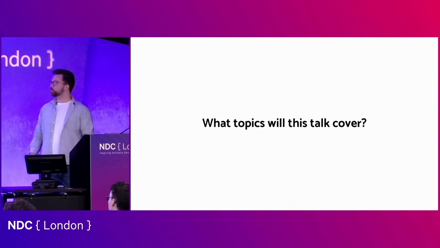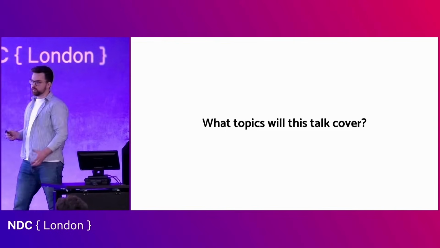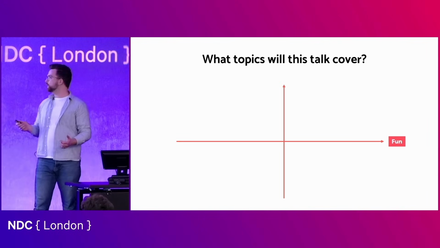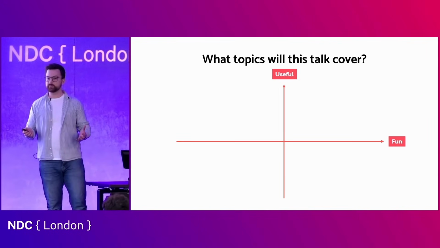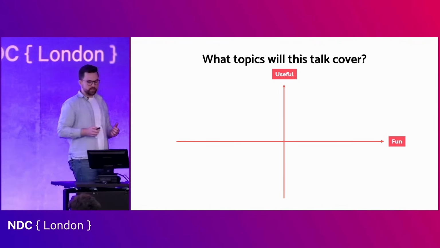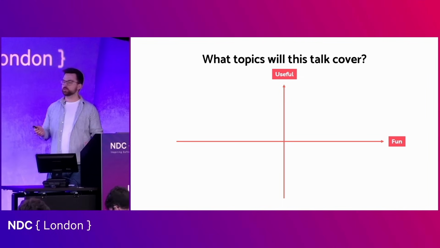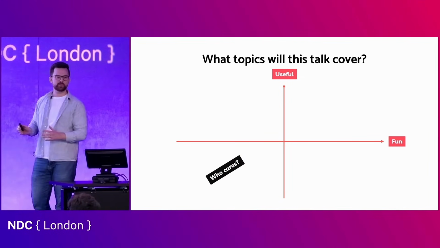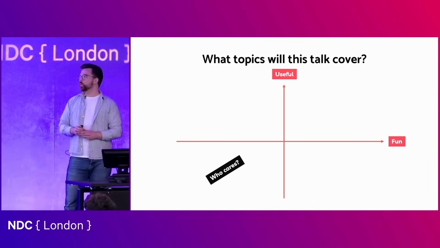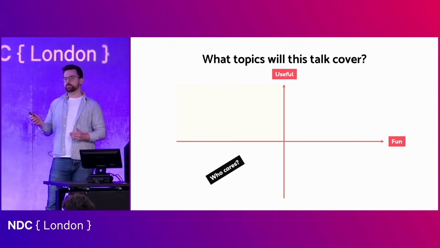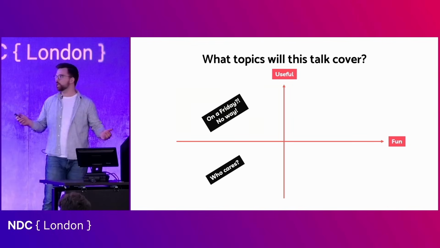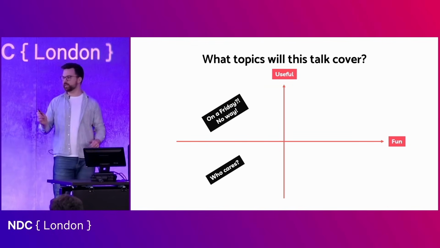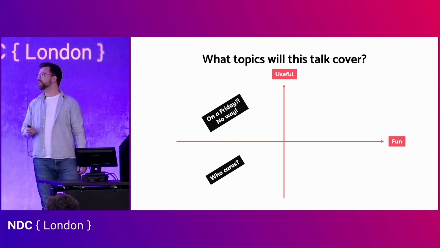And what topics will I cover in this talk? Well, for this I broke it down into two axes. We have the fun and the useful axis. When something is not fun and also not useful, why should we care, right? So we're not going to cover anything that's not fun and not useful in this talk. When something is useful but not very fun, come on, guys, it's Friday. We're not going to talk about that in this talk, right? So this is something I can assure you.